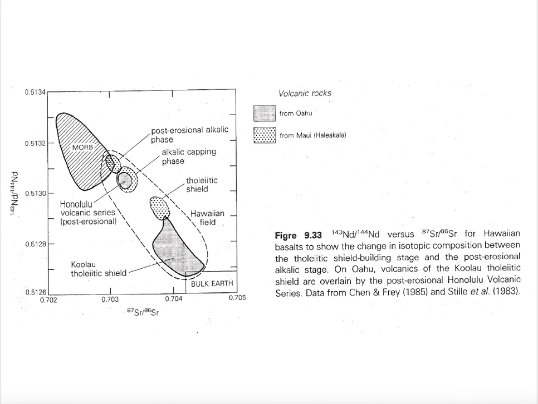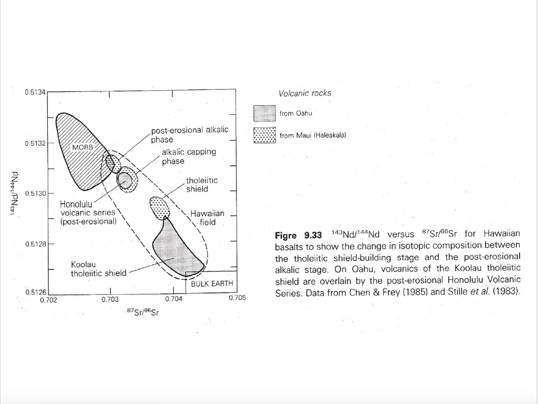So then we have here another nice diagram from the Hawaiian basalts to show the change in isotopic composition between the tholeiitic shield-building stage and the post-erosional alkali stage. At first you are forming the tholeiitic stage, that is when your volcano pops out of the water, and then later on you have the post-erosional alkali stage.